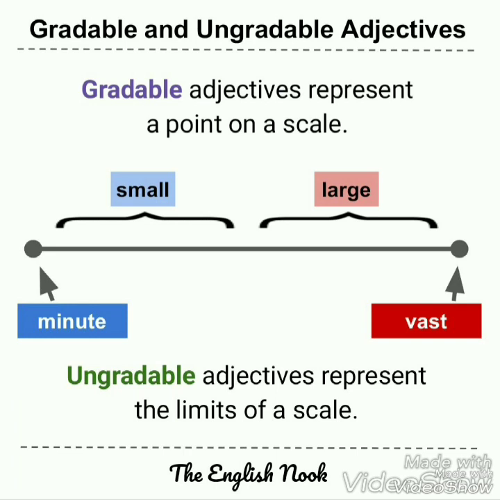And vast, that is so large that it's that other limit of the scale. So each at the ends of that scale. But small and large are those gradable adjectives, those points in the middle. That small and large can be so close that it's actually like a medium. Small, is it tiny, itty bitty, or is it large, is it humongous?